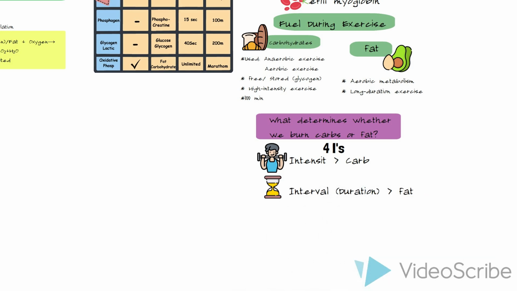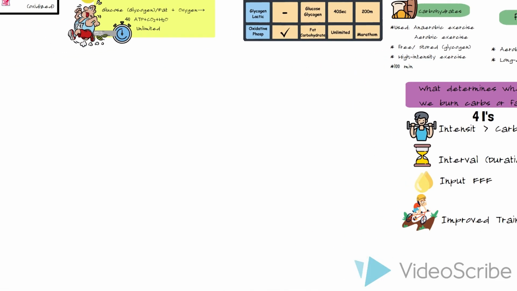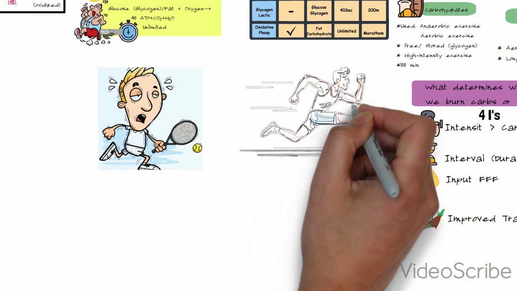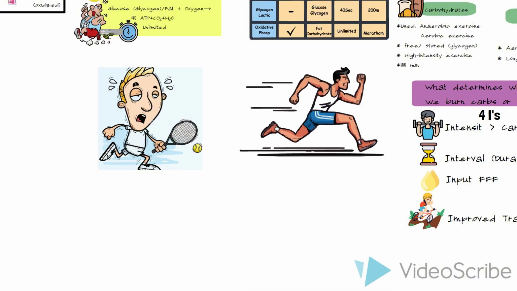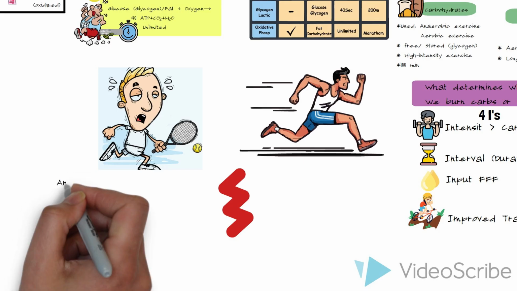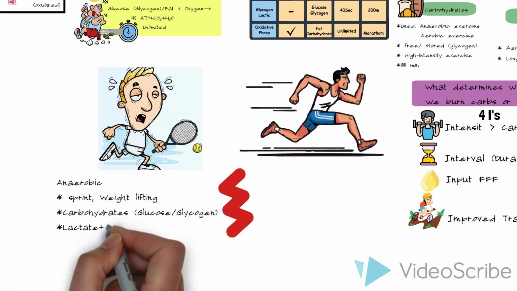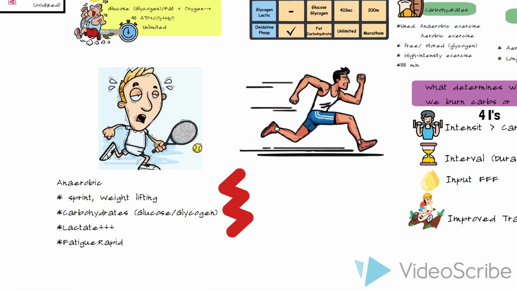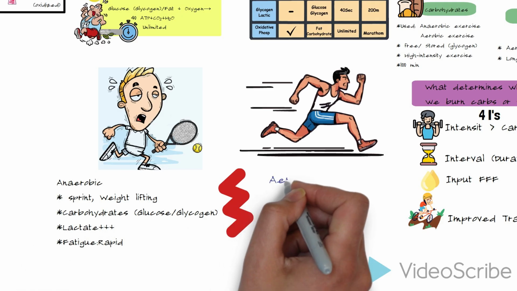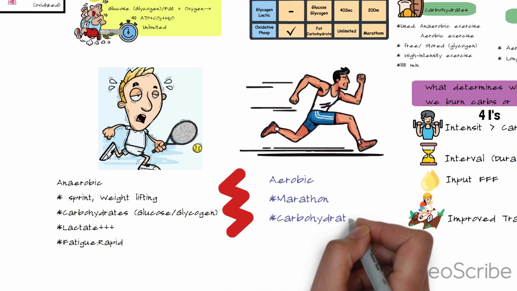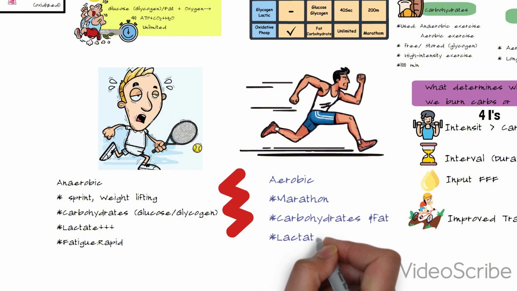We have two types of exercise: aerobic and anaerobic. Regarding the anaerobic, the best examples are sprinting or weight-lifting, while the aerobic is a marathon. The anaerobic consumes carb, mainly glucose or glycogen, in addition to phosphocreatine, while the aerobic uses carb or fat. The lactate is produced in excess in the anaerobic compared to the aerobic. The fatigue mainly occurs rapidly in anaerobic and is delayed in aerobic.